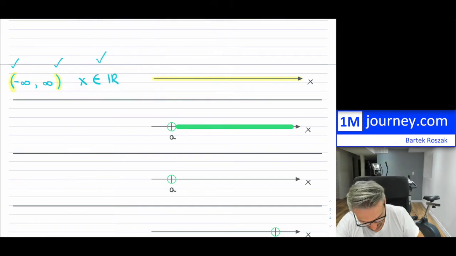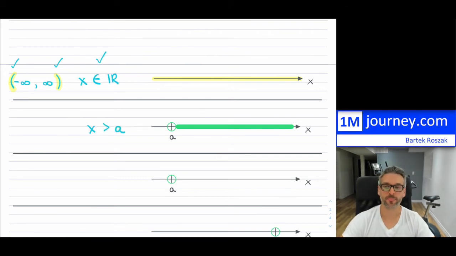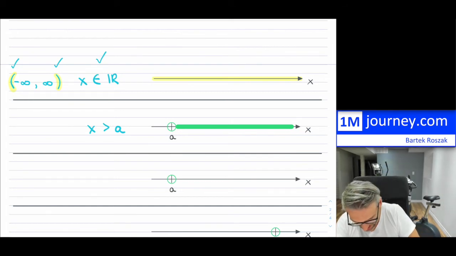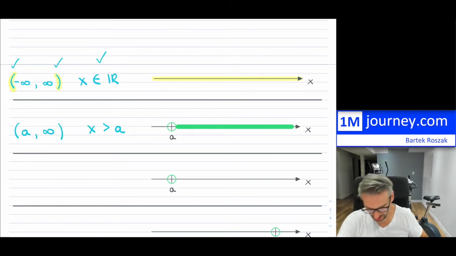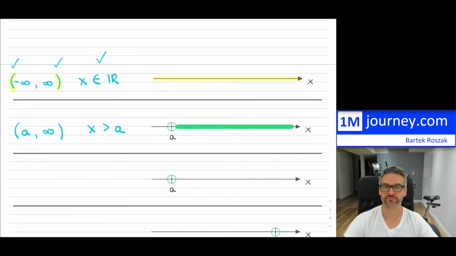So if I wanted to write this out, this includes X, which is greater than A, but it doesn't include A. And if I wanted to write this out in bracket form, then I'm starting at A, but I'm not including A, and I'm going all the way to positive infinity. That's what I would have there. That's how we would designate this.